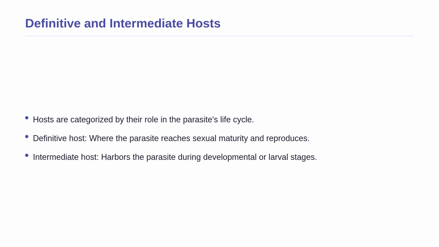Now that we understand what a parasite is, let us look at the victims of this relationship. Hosts are not all the same. They are categorized based on the specific role they play in the parasite's life cycle. First, we have the definitive host. This is the organism where the parasite finally reaches sexual maturity and reproduces, ensuring the continuation of its species.